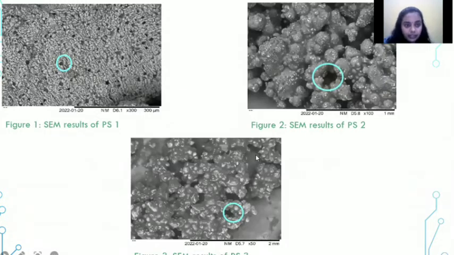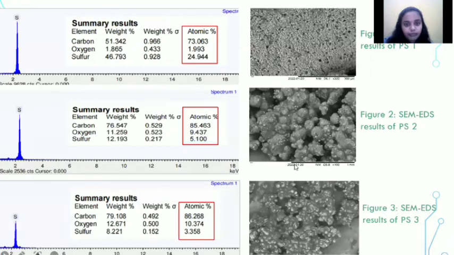Here we have the SEM results of the 3 types of polysulfide that have been synthesized. As you can see, the image shows the porosity of the polysulfide. Here we have the EDS results of the polysulfide that has been synthesized, from the top image, which is PS1, PS2, and PS3.